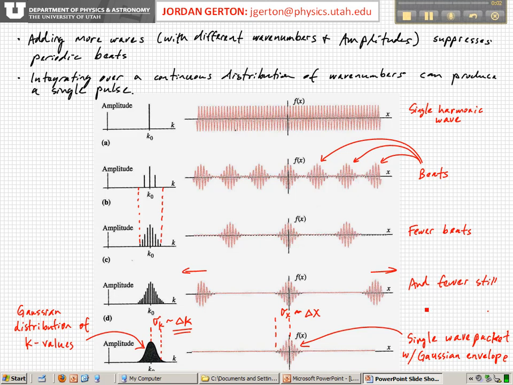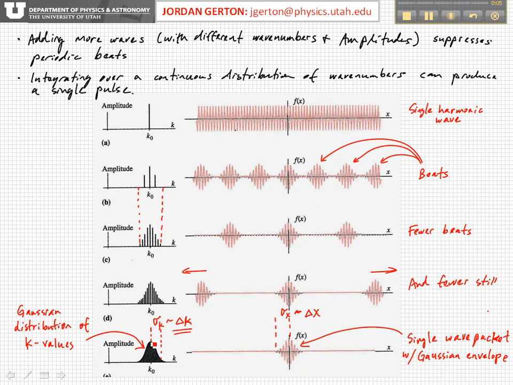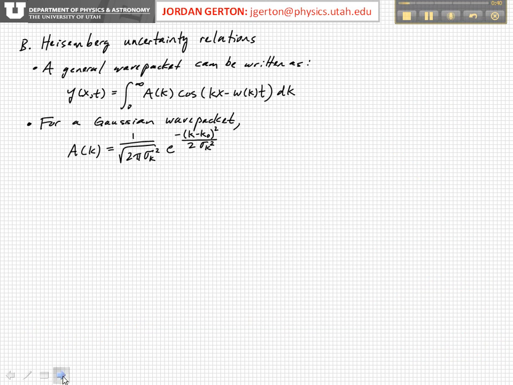Okay, so the bottom line here is that when you add a continuous distribution of wave number values, an infinite number of waves with a continuous distribution of wave number values centered about some number, in this case a Gaussian packet, but just in general, if you have some continuous distribution of wave numbers, then you can make a single wave packet. And this Gaussian distribution of k values, that is this wave packet with the Gaussian envelope, actually has very special properties.